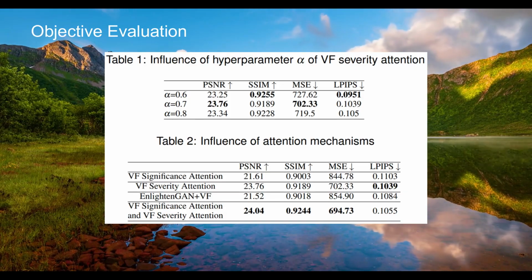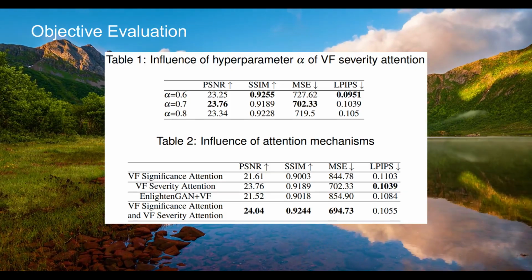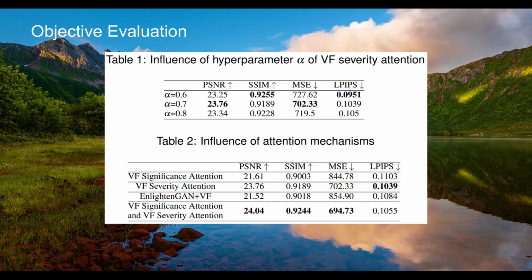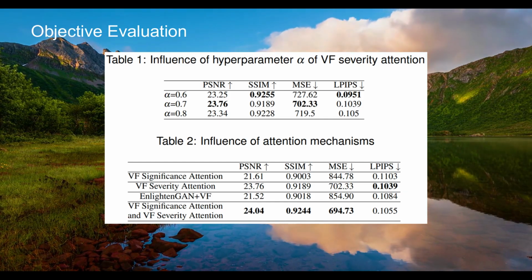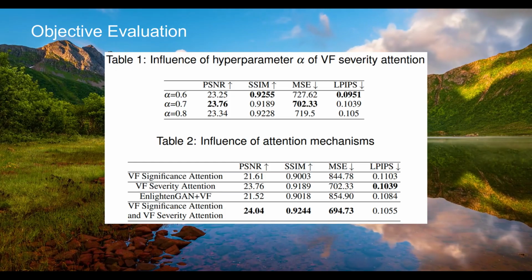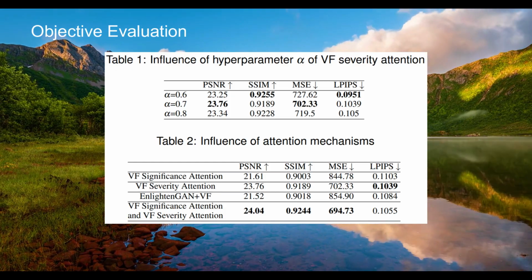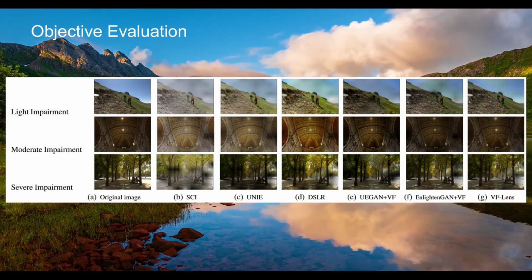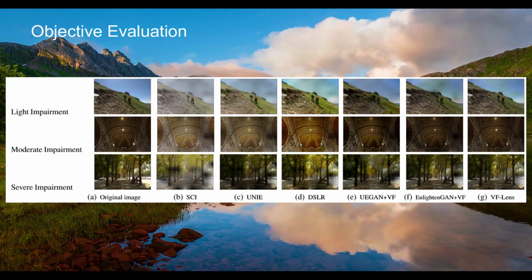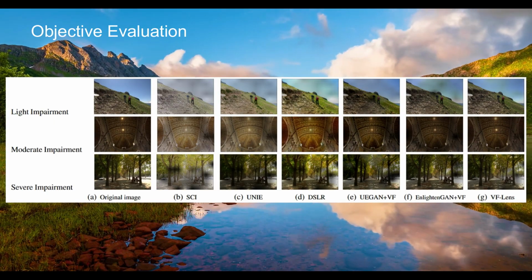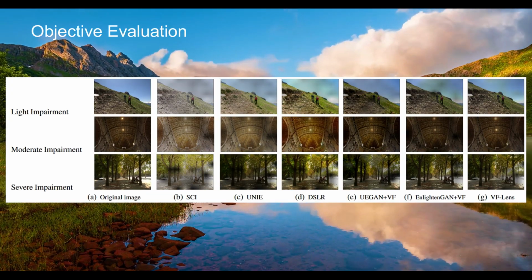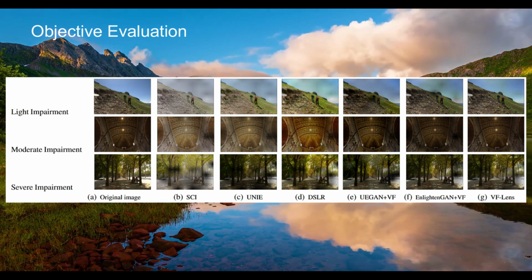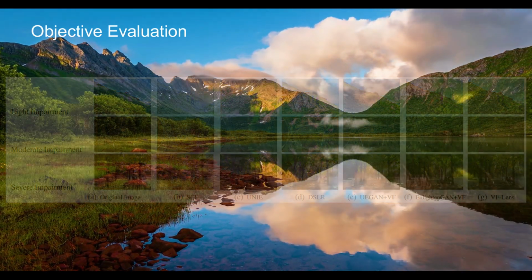We also conducted an ablation study to evaluate the effects of the attention mechanisms we proposed within VF lens and to determine their optimal configurations. The outcomes for these configurations are detailed in the provided tables. These results highlight the substantial impact of the proposed attention mechanisms on the performance of VF lens. Here we show sample images enhanced by VF lens in comparison to the benchmark methods. The results demonstrate that VF lens excels in providing a more natural image perception that is closer to the original image, particularly in cases of severe visual field impairment.